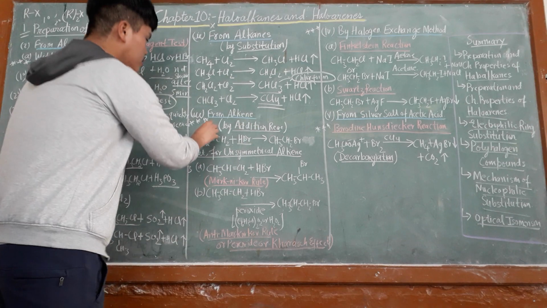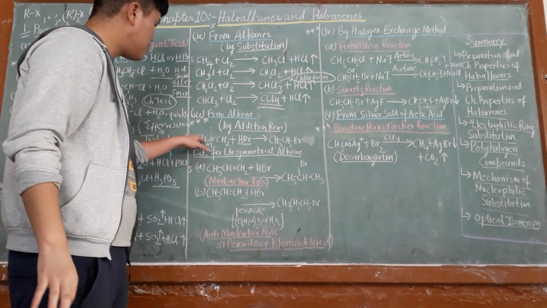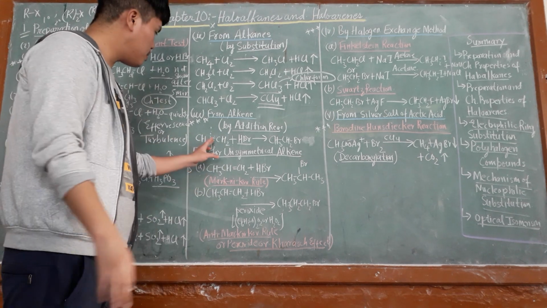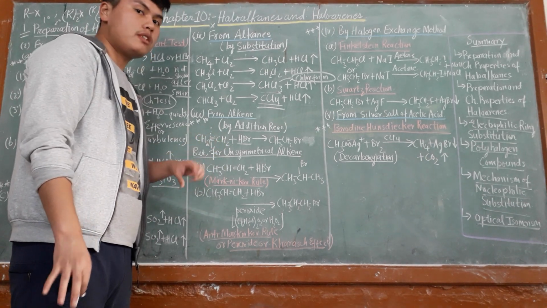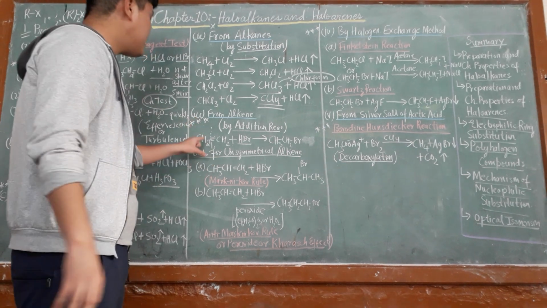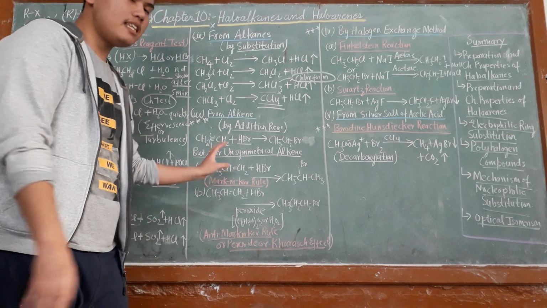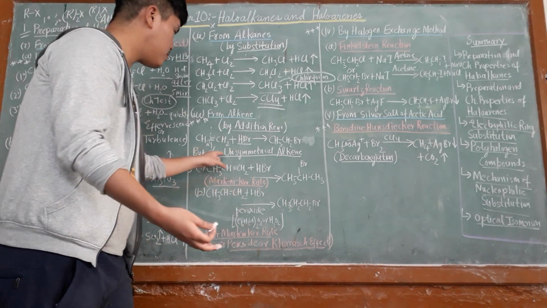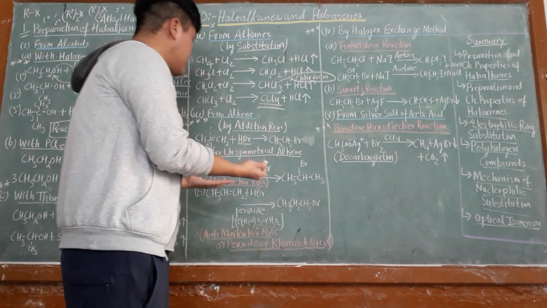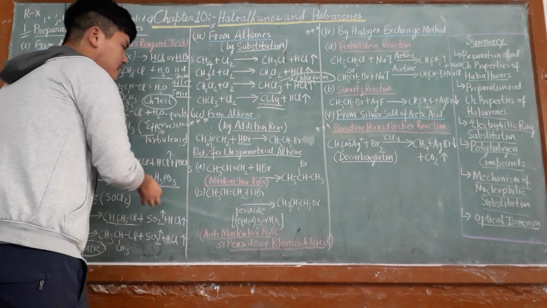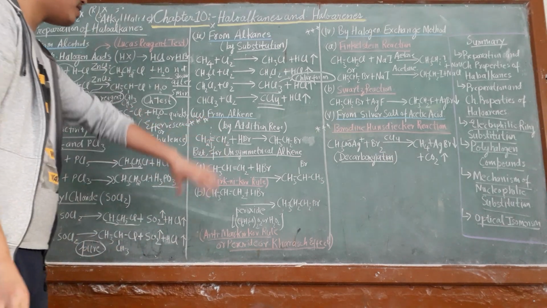But here you can see this particular compound is symmetrical, because in a double bond both carbons are equal. This is also a symmetrical alkene. But what happens when we take an unsymmetrical alkene? When an unsymmetrical alkene reacts with HBr or HCl, how does the reaction go?